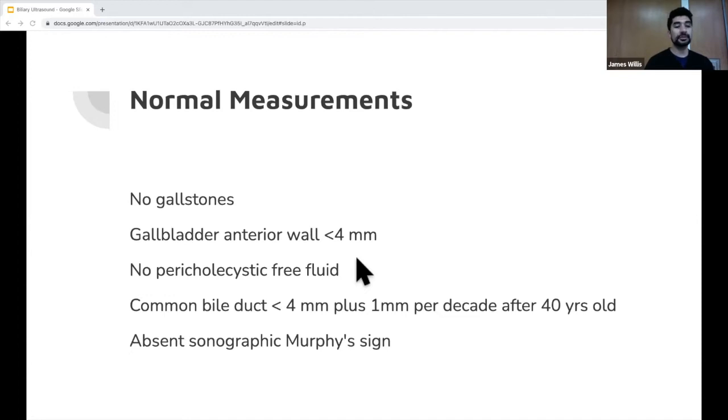And for the common bile duct, again, this changes from study to study. I've seen numbers between 4 to 7 millimeters. You want it less than that. Depending on the clinical context, you can adjust accordingly. It also depends on age. In this study, they're talking about less than 4 millimeters, but then for each decade above 50, you add 1 millimeter. Another study showed less than 6 millimeters is normal, but then above 60 every decade, you add 1 millimeter.